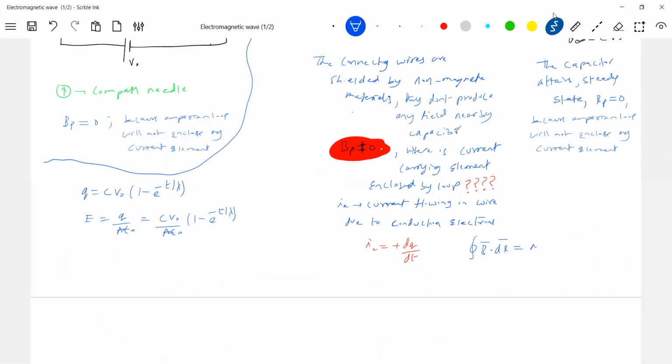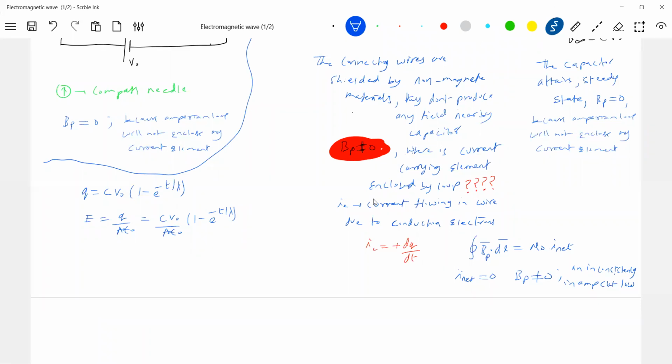B bar dot dl, mu naught I net. So what is the biggest problem here? I net is 0, but this is non-zero. So what has happened? It has violated, an inconsistency in Ampere circuit law. Okay, some problem is there, no?